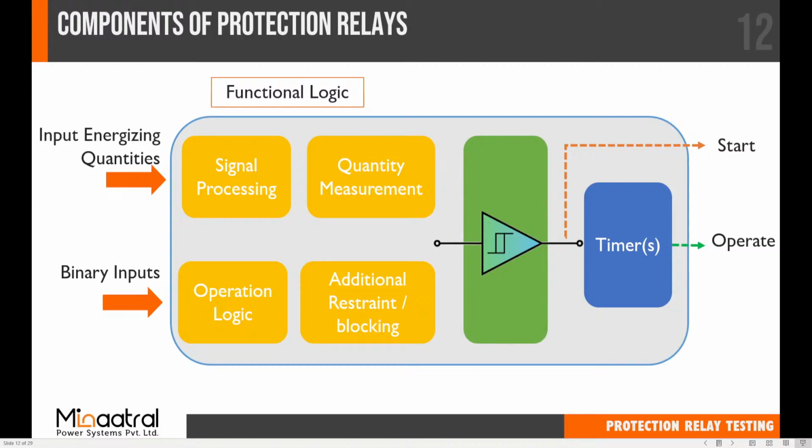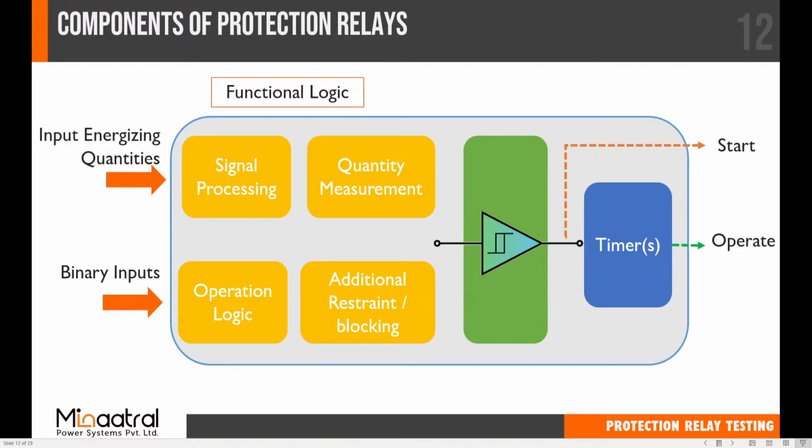Then it measures a particular quantity. So in case of overcurrent relays, if I want to measure only the fundamental value, then what is the signal processing? We use Fourier transforms, DFTs or FFTs, to give you the fundamental quantity, and that is the quantity that is actually measured. And along with your binary inputs, you can create some kind of operational logic. Operational logic would involve some kind of interlocking, and you can also create any additional restraint or blocking for your protection element.